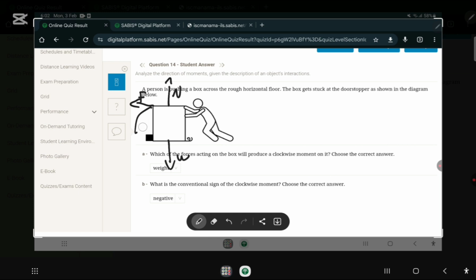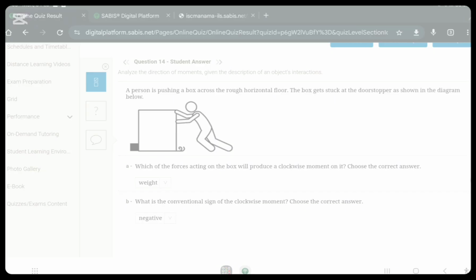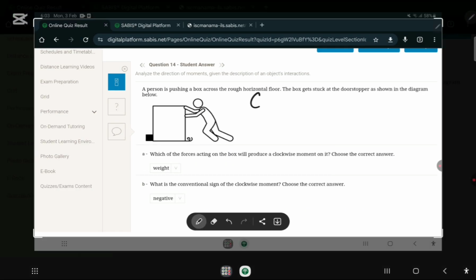Okay? As for normal, it's going to be behaving the same way in a counterclockwise manner. But for weight, it's going to be acting in a clockwise manner. So here they ask for what force will produce a clockwise moment, and it's going to be weight. And what is the conventional sign? Clockwise is negative. Okay? I'm going to give you something really quickly. Counter and clockwise.